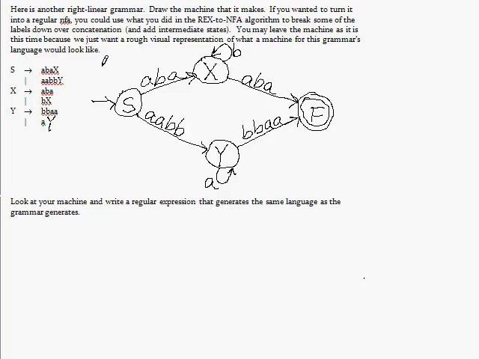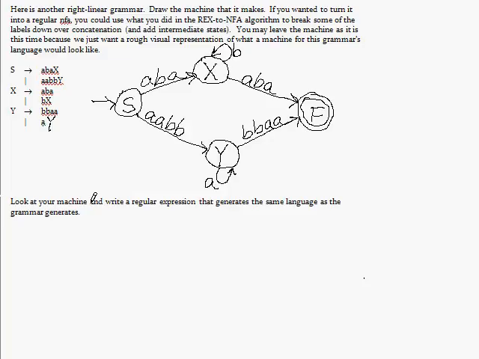So we could, but it says here, you may leave the machine as it is this time because we just want a rough visual representation of what a machine for this grammar's language would look like. This gives us a picture, at least for me, that this doesn't give us. Grammars, I don't know, they just don't jump in my head so easily as a picture. I can see what the language is that this machine will accept much more easily from this picture than I can from this grammar. But that's me.